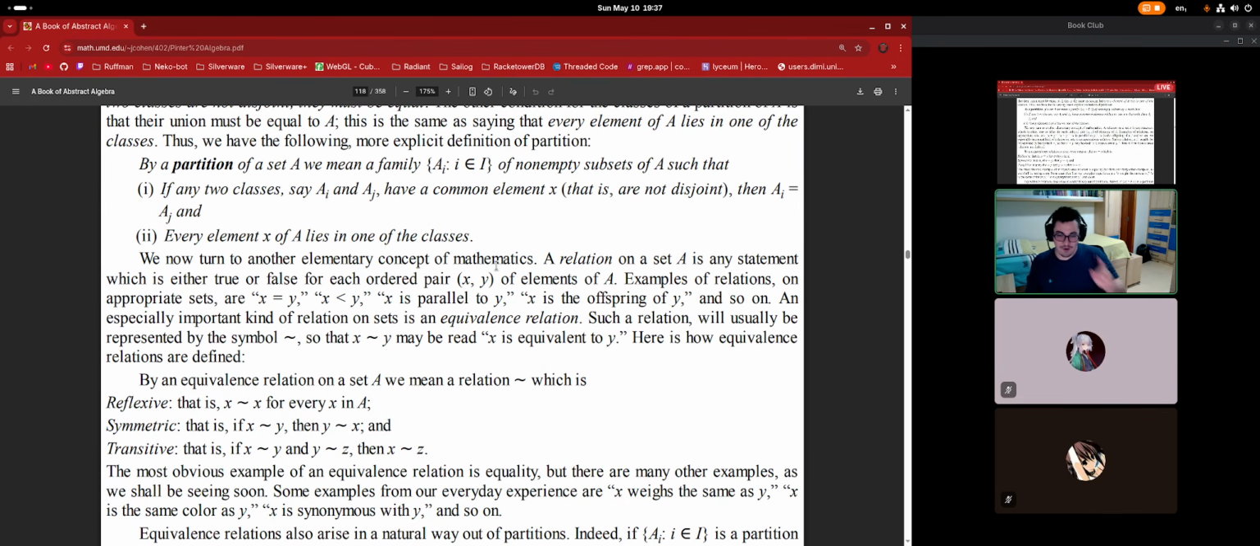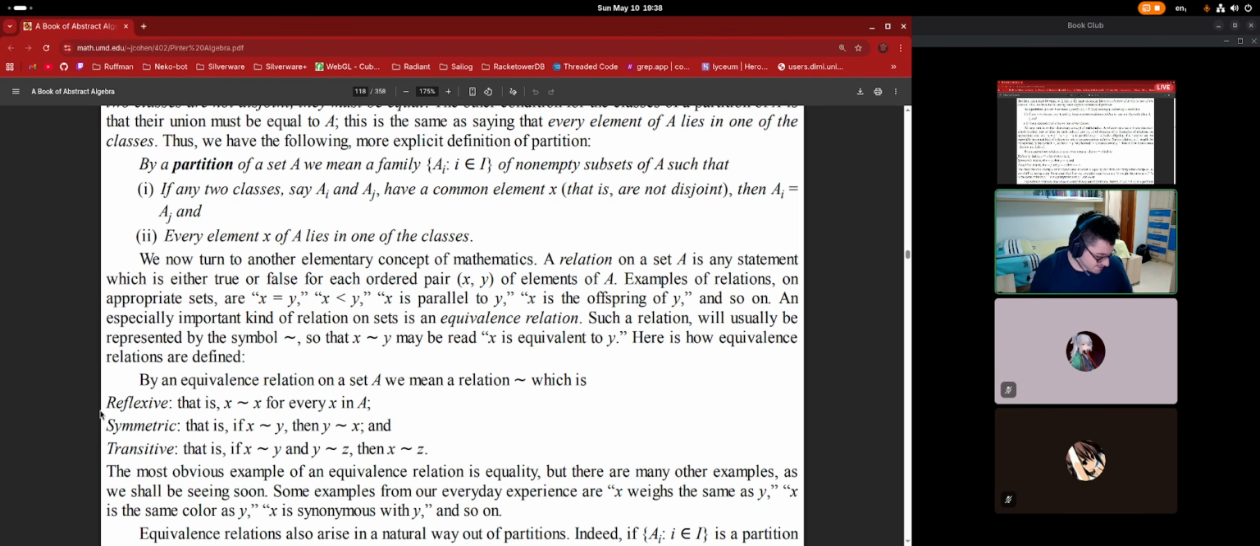Then we have examples, in particular a relation example. A relation on a set A is any statement which is either true or false for each ordered pair of elements of A. Examples of relations on appropriate sets are equality, less than, parallel to, offspring of, and so on. An especially important kind of relation on sets is the equivalence relation. Such a relation will usually be represented by the tilde symbol, and we say that x is equivalent to y, and the equivalence relation respects three properties.